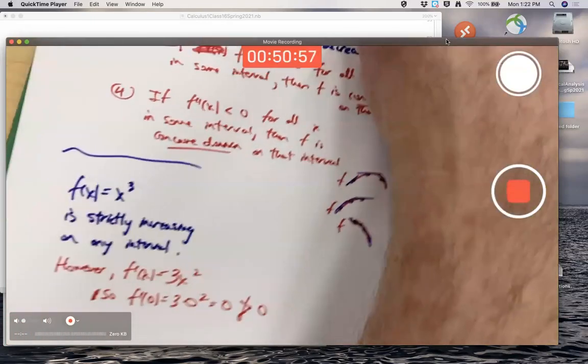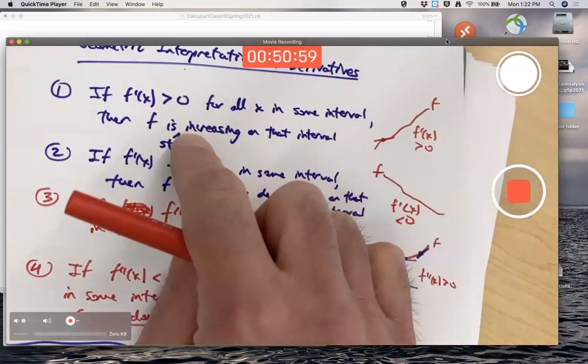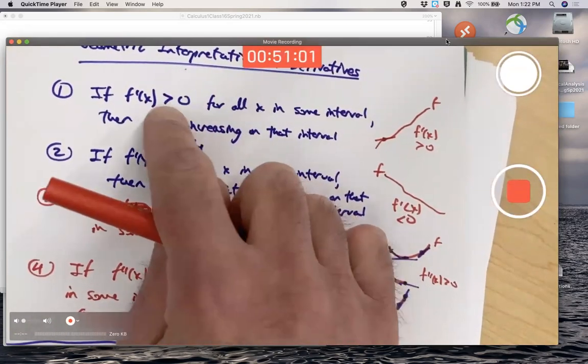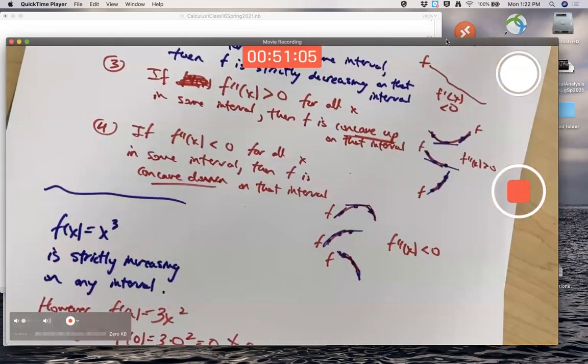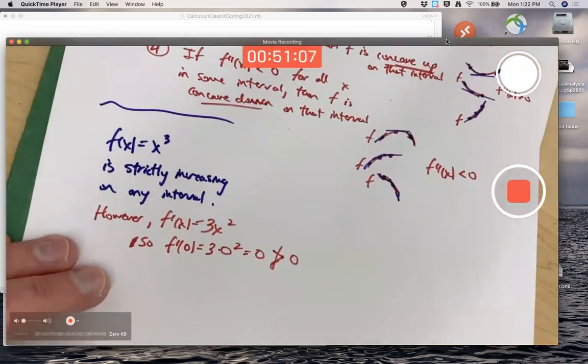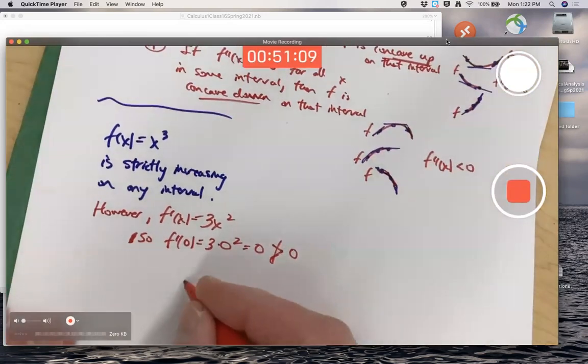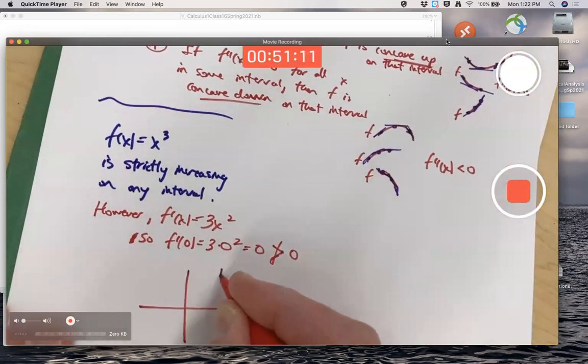Oh, that's so close to being true in the converse. Wouldn't it be true if I put a greater than or equal to sign there? Well, we'll think about that later. What's really going on here? The graph of x cubed looks about like this.